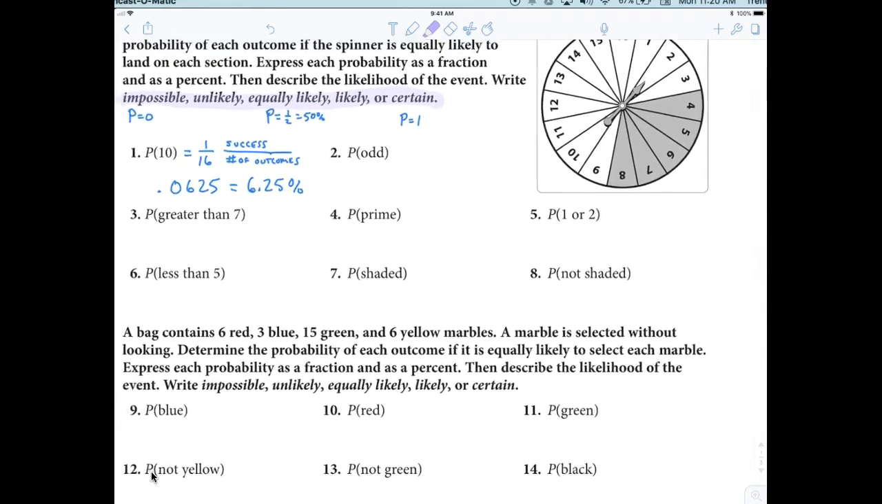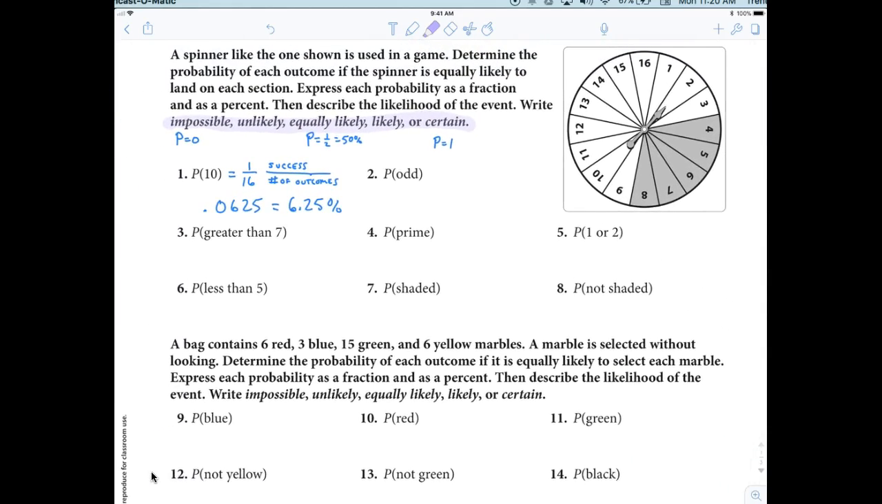Now, let's take a look at the next one. What's the probability that you get an odd? Well, how many odds are there? There are 8. How many total numbers are there? 16. So I would want you to say the probability of getting an odd is what? 1/2. And that's also what? 50%. Thank you very much. Does everybody agree that's kind of easy, right?